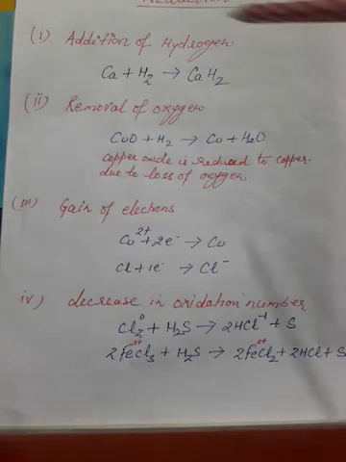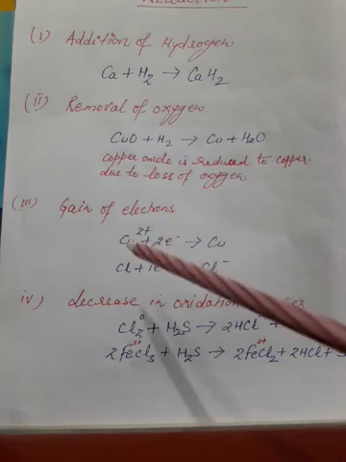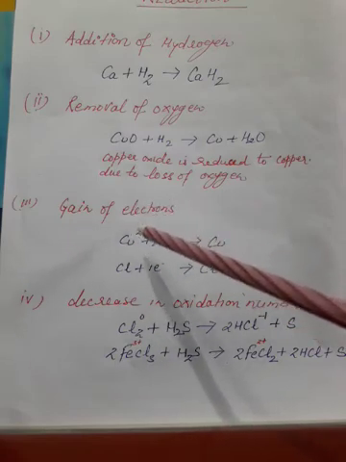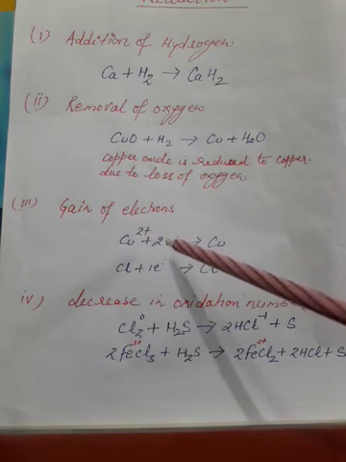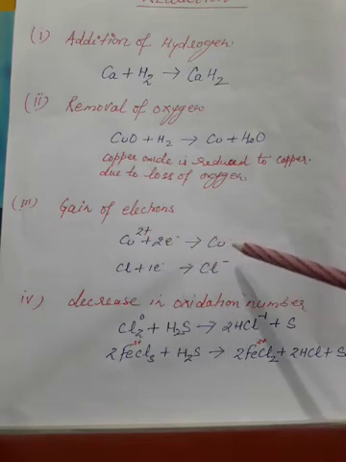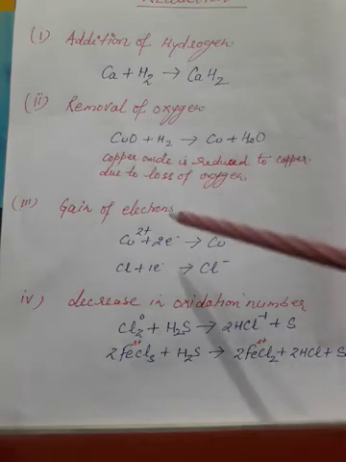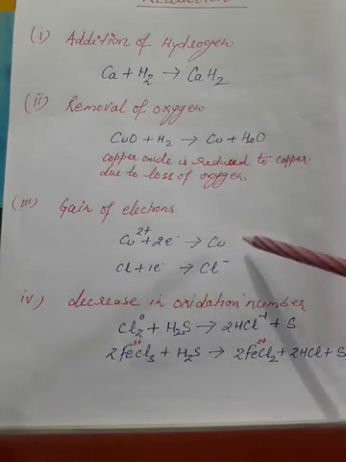Like the first example I have written is of an ion, copper ion. Okay, Cu2+ means it has a deficiency of 2 electrons. So it will gain 2 electrons to form neutral copper. This is which process? Reduction. Copper ion is reduced to neutral copper.